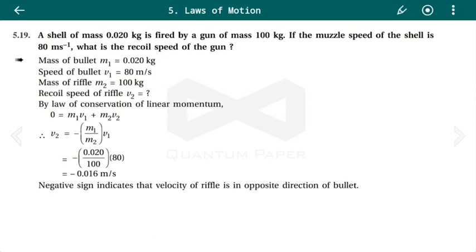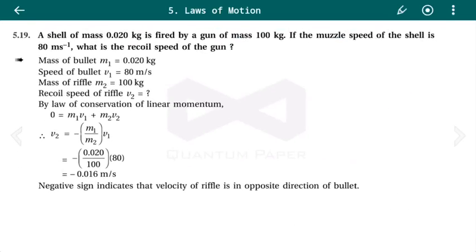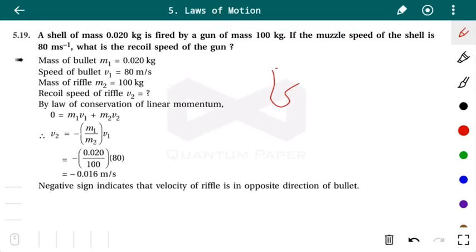Now numerical number 19. A shell of mass 0.020 kg is fired by a gun of mass 100 kg. If the muzzle speed of the shell is 80 meter per second, what is the recoil speed of the gun? So here we are considering, suppose we are having a gun, from which the shell is fired by the trigger. Mass of the gun is 100 kg, and mass of the shell is 0.020 kg.